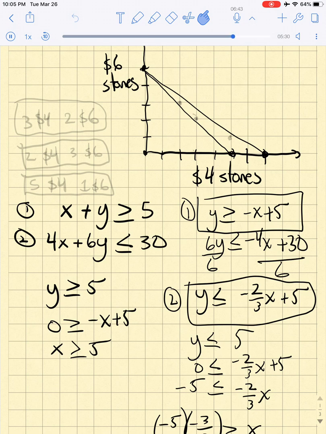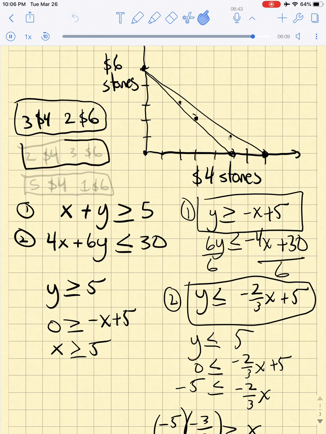And we want to do all of the points that are in between here. So there's a point there, 1, 2, 3 different points that we could use. What is the value? So we could say 3 $4 stones, and so I'm looking at 1, 2, 3. I'm looking at this one right now. 3 $4 stones and 2 $6 stones. So that's option 1.